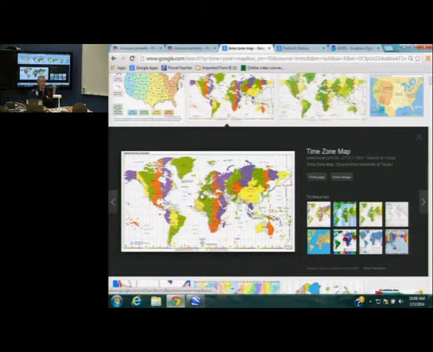If around the world is 25,000, halfway around is 12 and a half. So this is halfway around the world, about 12,000 miles from England. And this is the international date line. You cross that date line, you lose a day, or you gain a day, depending on which way you're going.